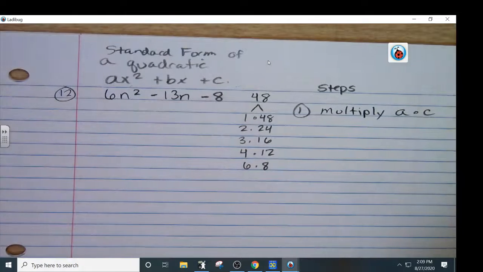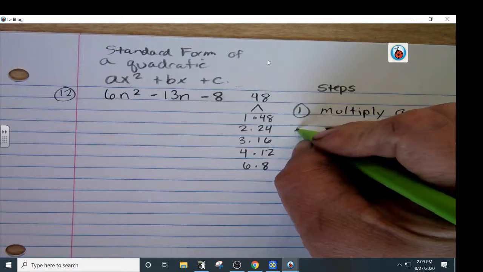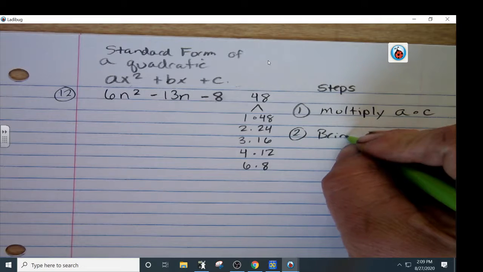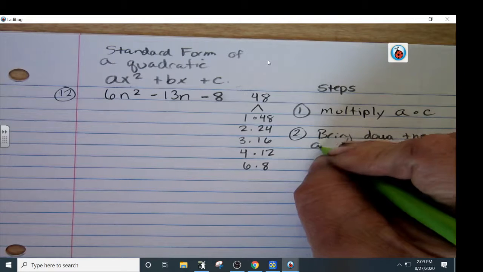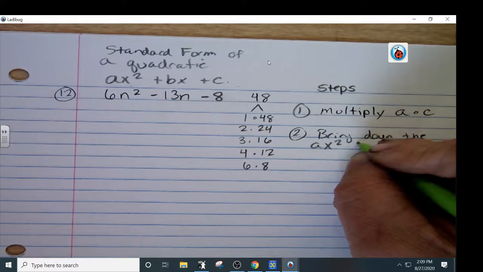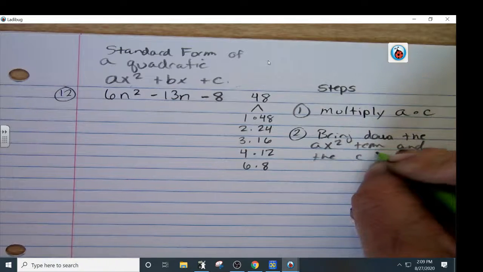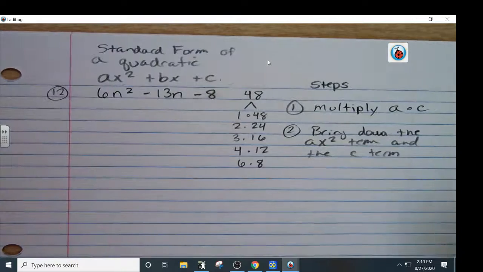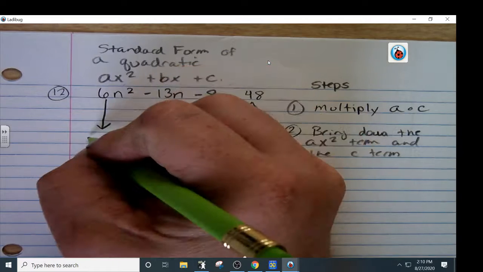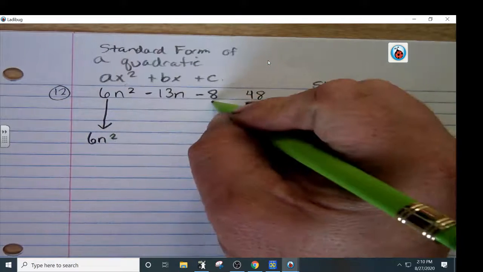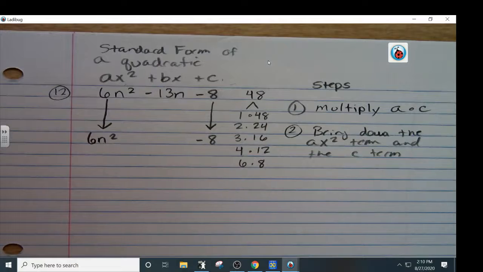Now, the next thing we're going to do is bring down the ax squared term and the c term. So let me show you what that looks like. We're going to bring down the ax squared term and the c term. Bring that straight down, including the sign. So you're going to bring the a and the c down.